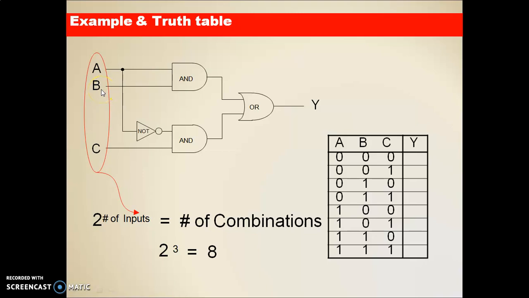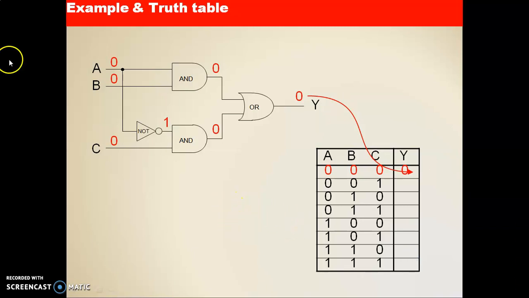As we have three inputs, how many combinations are there? 2 raised to 3 equals 8. See, 1, 2, 3, 4, 5, 6, 7, 8. These are the different combinations, because we have three inputs. Now, using those inputs, we have to find the values of Y. See, first A equals 0, B equals 0, C equals 0. Y equals what? 0.